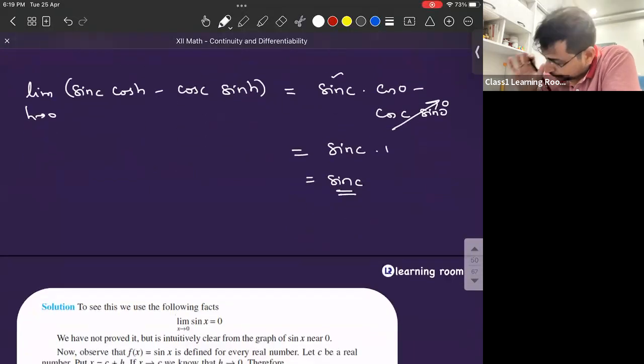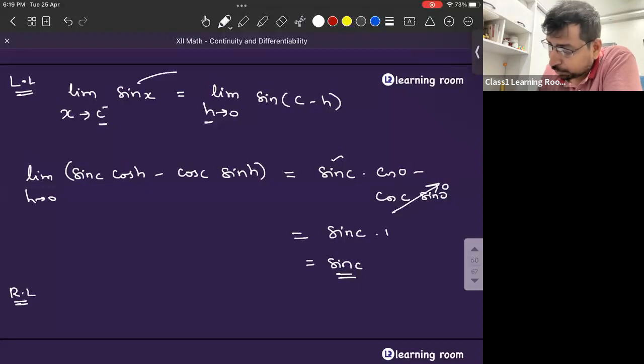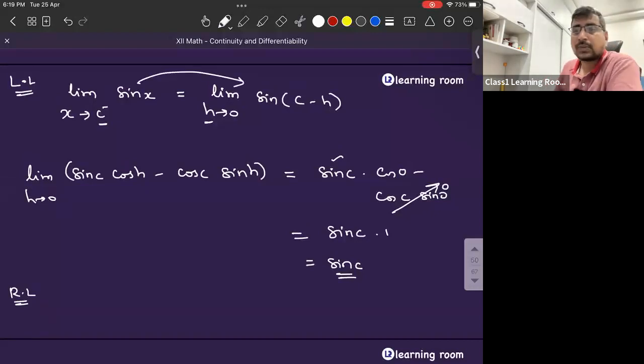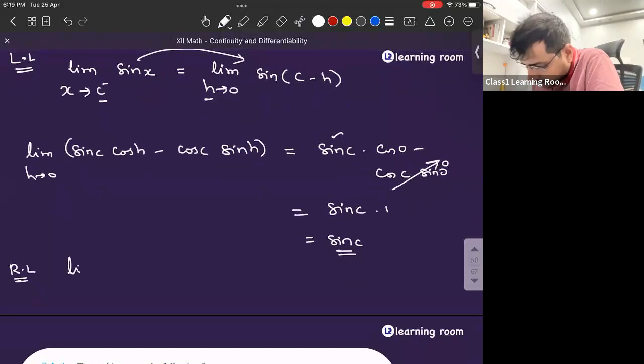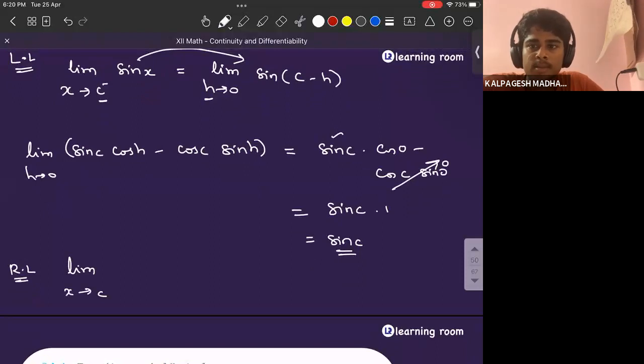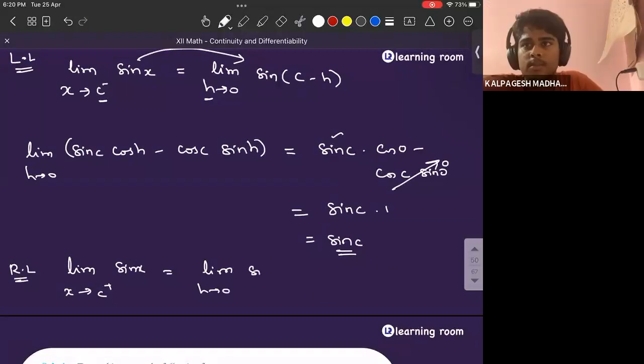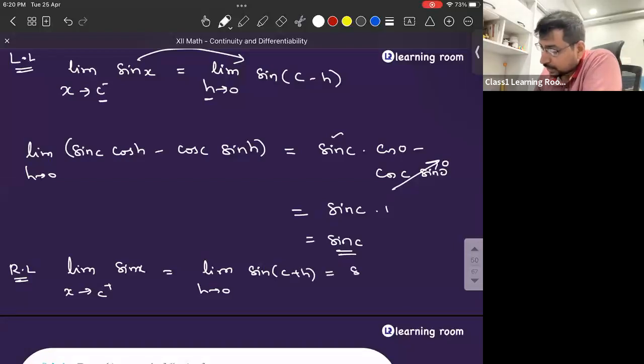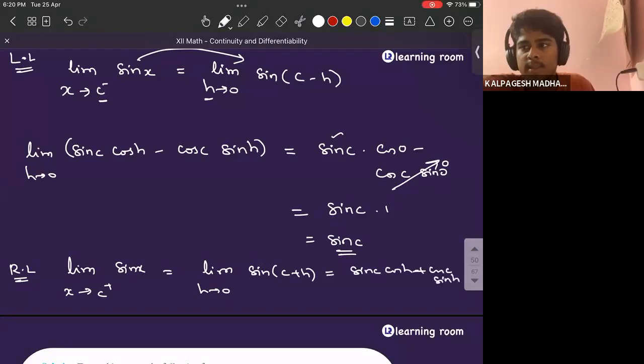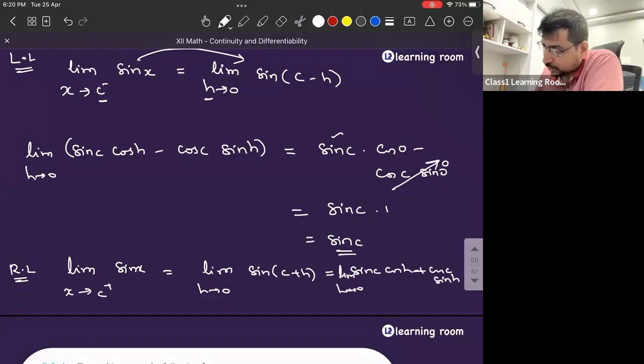Now, Kalpagesh, you try. How will you write the right limit? Just observe, you will understand. If you are able to do this conversion, you have mastered it. So what should I write? Limit x tends to c plus. Sin x is sin x only. So limit h tends to 0. Sin of c plus h. So sin of c plus h means what will you get? It is going to be sin c cos h plus cos c sin h. So this is limit h tends to 0.